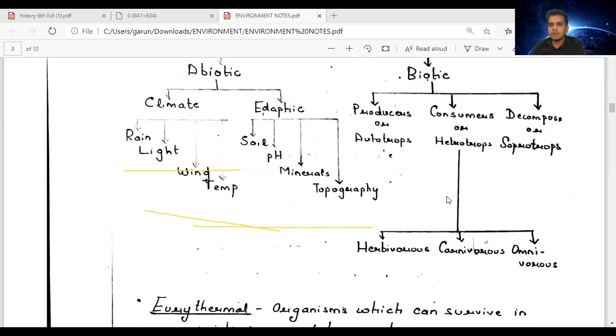Consumers are of three types. Herbivorous, that is deer, meaning they eat plants. Carnivorous, which means tiger and lion. Omnivorous means just like human beings, they can eat both non-veg and vegetarian, okay. Dogs also come in it, and many other animals also come in it.